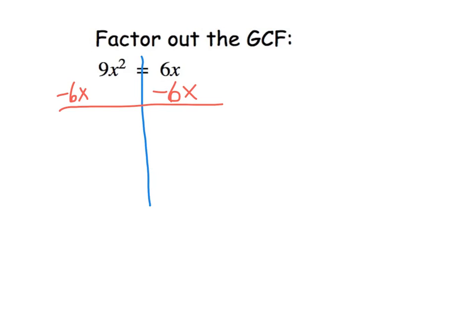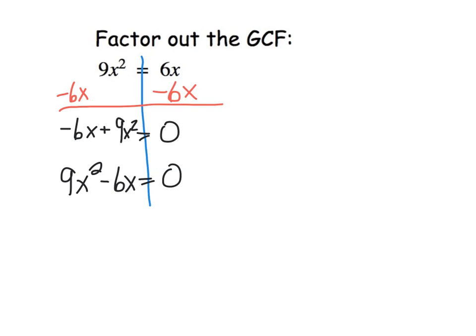And when I bring them down, I've got negative 6x plus 9x squared equals 0. Now to factor, it needs to be in degree order, so I'm just going to rewrite it. 9x squared minus 6x equals 0. Now I can go ahead and factor this side of my equation.